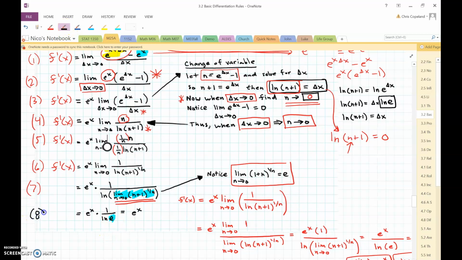And then step 8, e to the x times 1 over the natural log of e. Well, the natural log of e is 1, which equals e to the x.